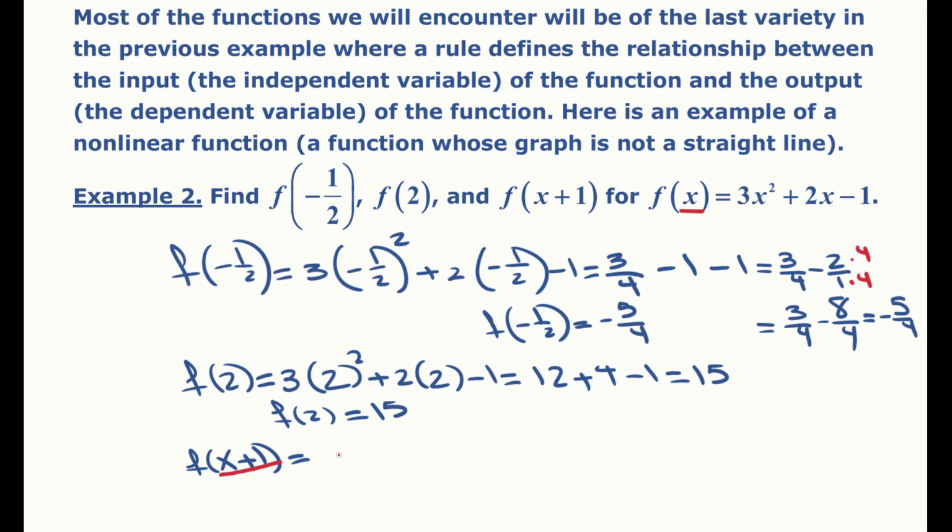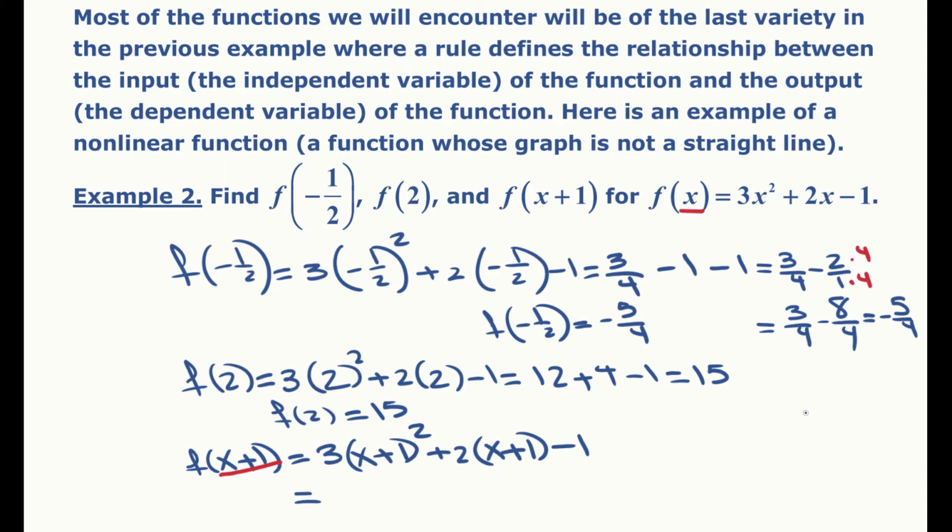So we're going to get 3, and instead of x, we're going to put what? X plus 1. And then we're going to square that, plus 2. And remember, we're going to multiply that by x plus 1 again, minus 1. Now it's just a matter of simplifying that.